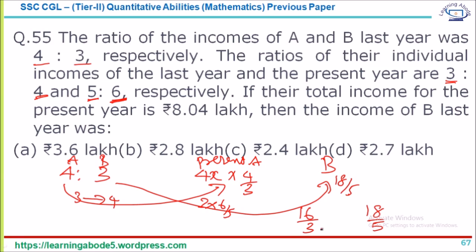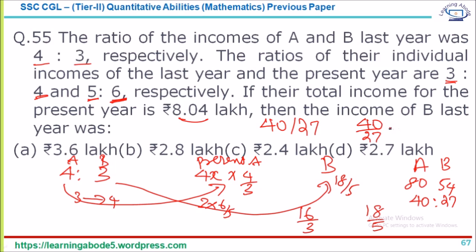Now I think to make it a fraction, we can just multiply by 15, right? So if you multiply by 15, A's worth will become 80 and B's worth will become 54, right? So that is the present worth of A and B, that is 80 and 54. Or you can say 40 and 27. Now the present ratio is 40 and 27, right? Now that is 8.04. So 40 by 27, that is 40 plus 27, totally 67. Okay, 67x is equal to 8.04. So what is 27x? 27x is 3.6 lakhs. That's the answer for question number 55.